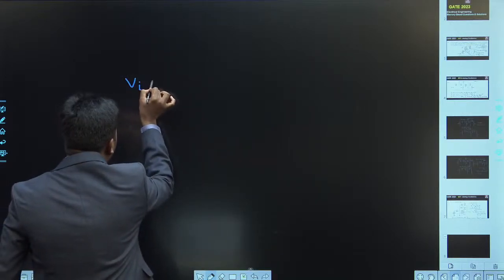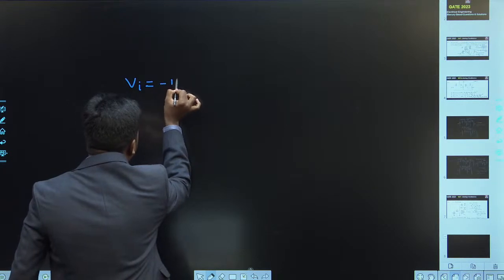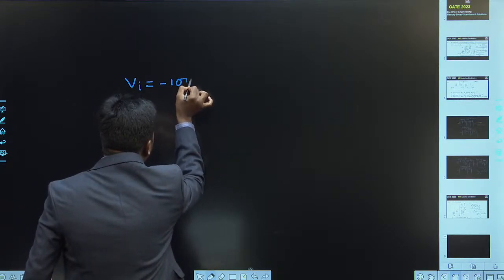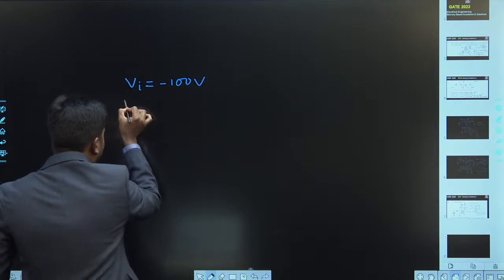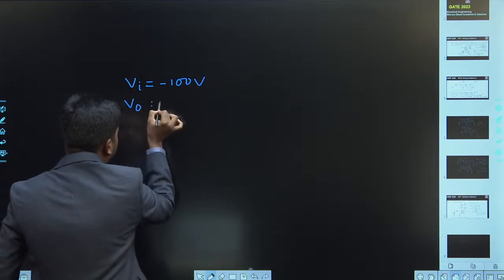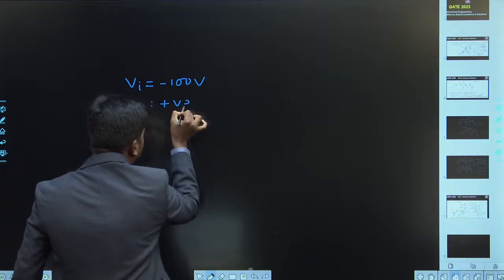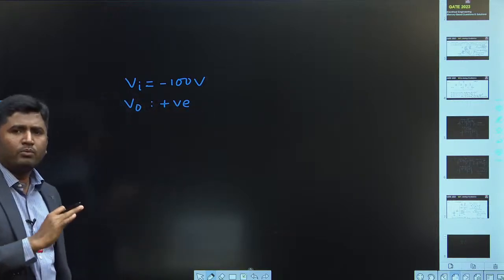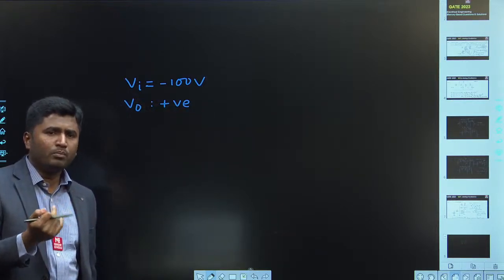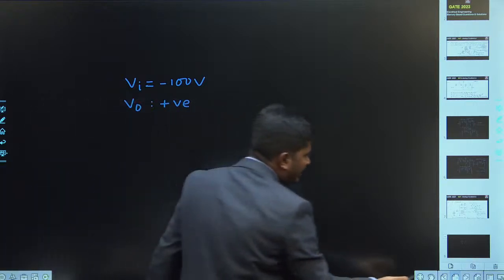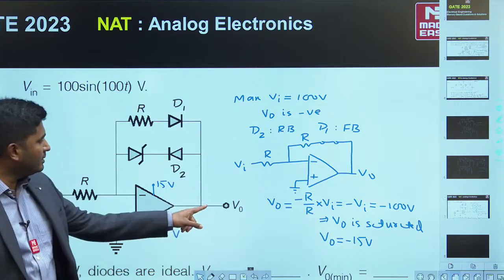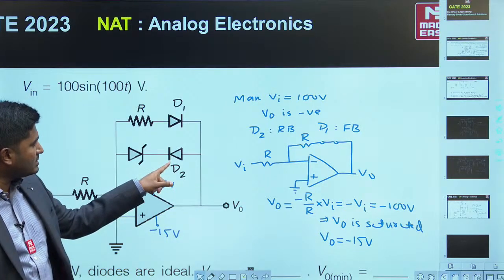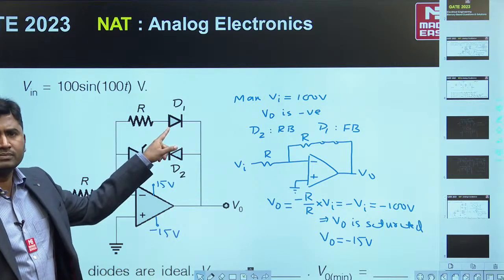Vi equal to minus 100. Now when input is minus 100, that V0 has to be positive value. Input is given towards the inverting terminal, so when input is negative, output must be positive value. Now look at the circuit here. If this V0 is positive, then D2 should be in forward bias and D1 should be in reverse bias.